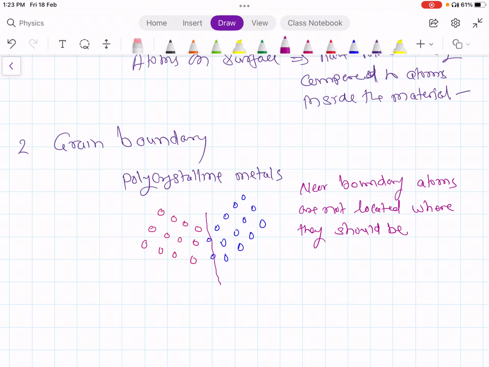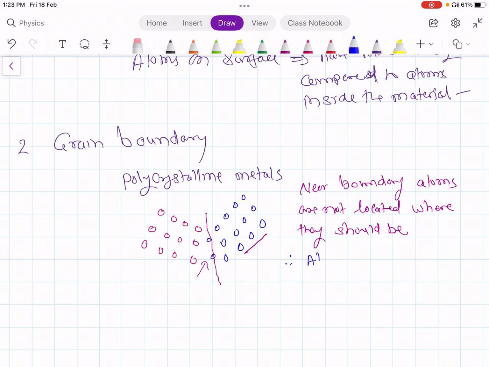There is an angle. There can be a small angle between the boundaries. There can be a large angle between the boundaries. There is a tilt between these two grains. And because of that, atoms are not at the position where they should be. So there is a large distance here. In this case, there is a large distance between the atoms compared to atoms inside the grain. And so they have higher energy.